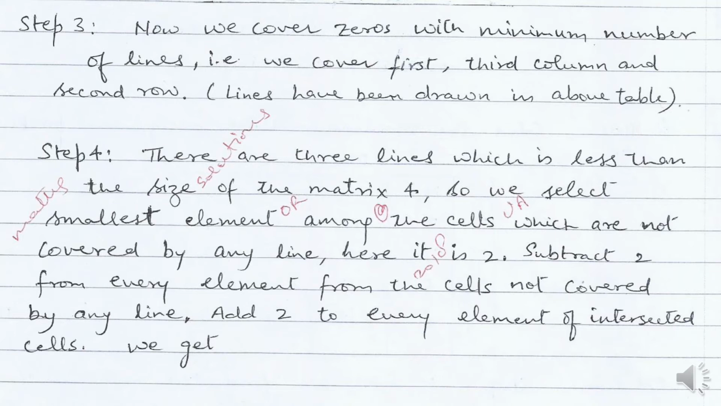So we select the smallest element among the cells which are not covered by any line, and in the above table you can see it is 2, which is not covered by any line. Once we select element 2, we subtract 2 from every element in the cells not covered by any line and add 2 to every element of the intersected cells. And those elements where only a single line is there, we won't do anything to, we will leave them as they are.